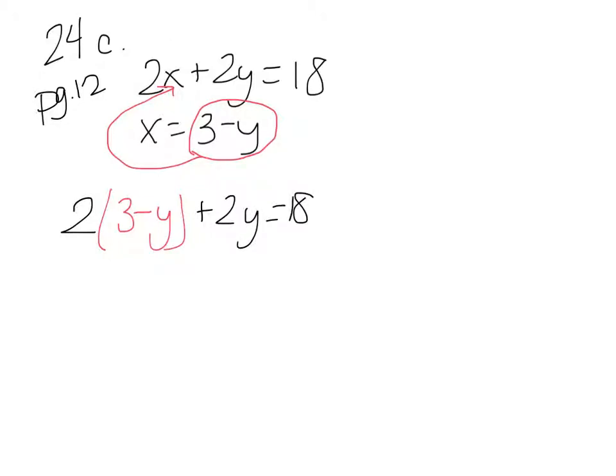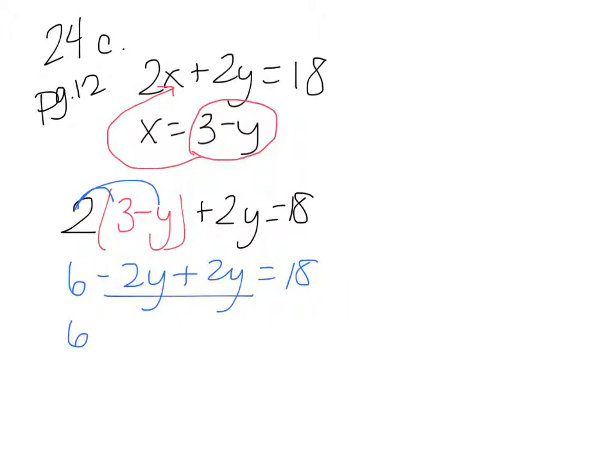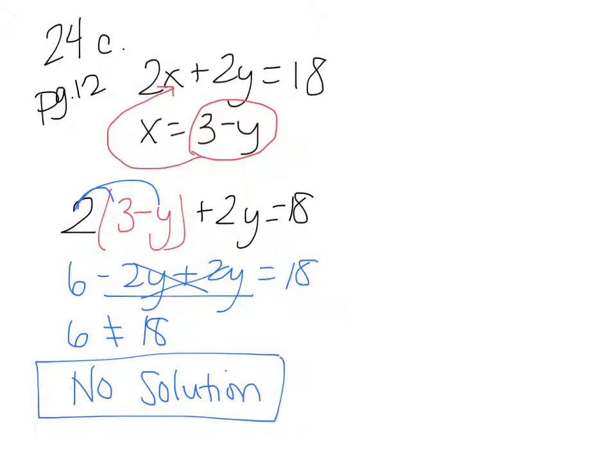We are going to distribute the 2 inside the parentheses, so 6 minus 2y plus 2y equals 18. And then we're going to combine our like terms. Negative 2y plus 2y is 0y, so that cancels out. So we just have 6 equals 18. Since this is not equal, this is no solution. So what happens is that these are two parallel lines that will never cross, and there is no solution.